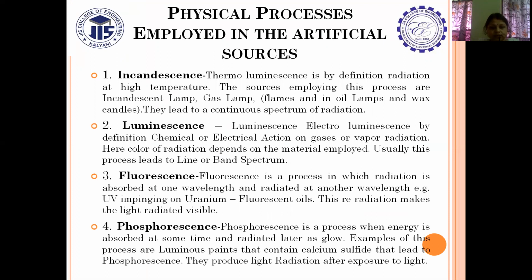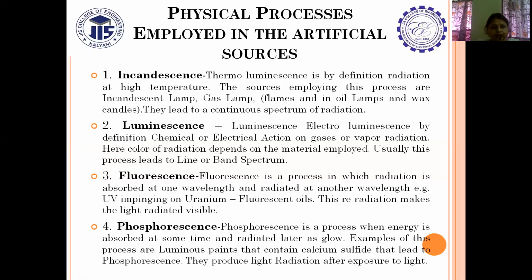Our natural light source is the sun, which is the main light source, but nowadays different types of artificial sources are present in our life, without which we cannot do anything, because we can get sunlight from the sun only for a particular time. So some physical processes are employed in the artificial sources. This topic will be discussed now.